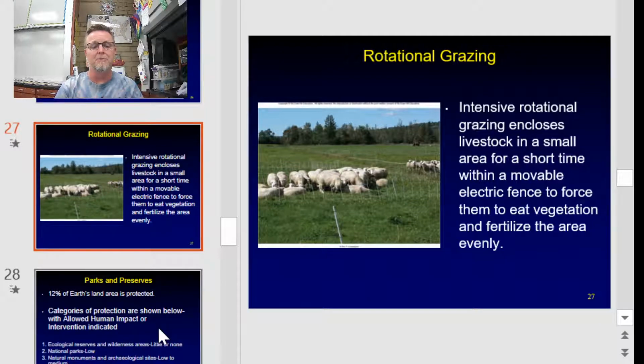Here's a picture of rotational grazing, just to kind of give you an idea how it works. This livestock is fenced into a small area, and then after a day of being able to kind of feast there, they're going to be pushed to another space.